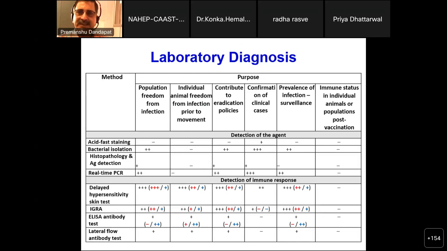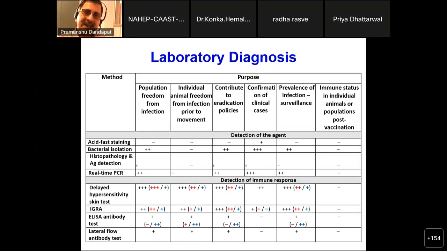So this is recently published by OIE. Now the OIE name has also been changed. It is now WOAH, that is World Organisation for Animal Health. And the bovine tuberculosis chapter has also been renamed as mammalian tuberculosis.